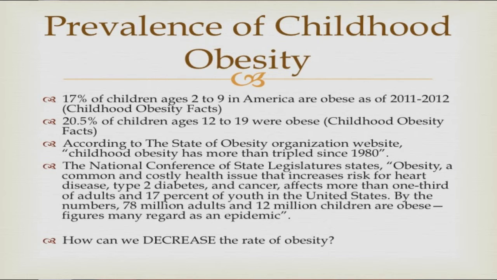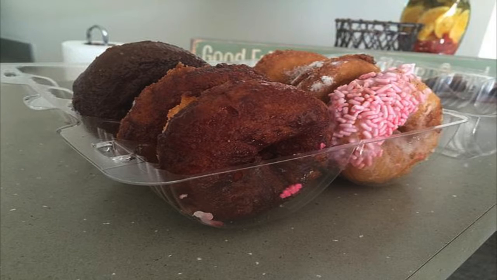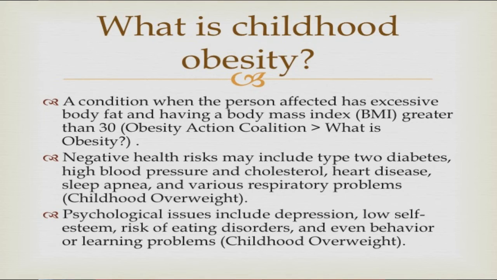Throughout the PSA, we will be discussing the disease and what it is, introduce you to our target audience, and present treatment options given to us by a medical professional. The second part of the outline is the definition of childhood obesity. Obesity is defined as a condition when the person affected has excessive body fat and has a body mass index or BMI greater than 30.